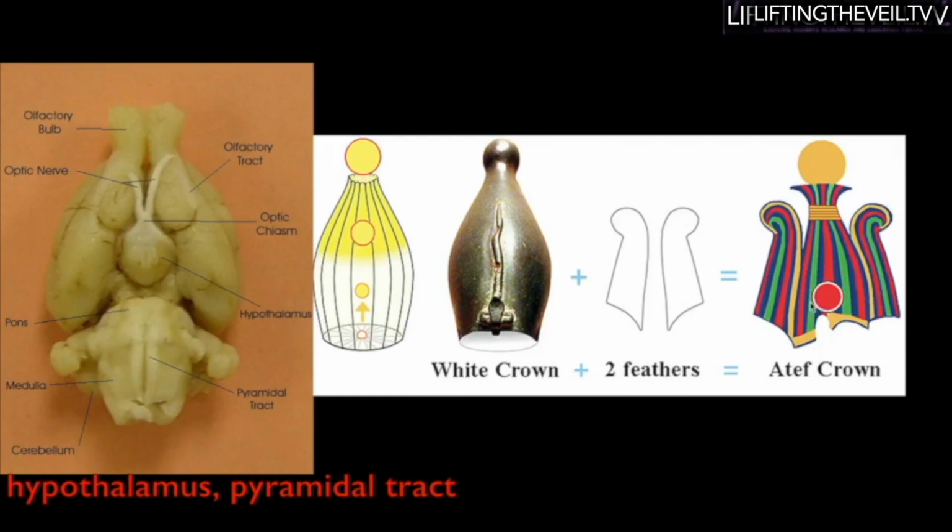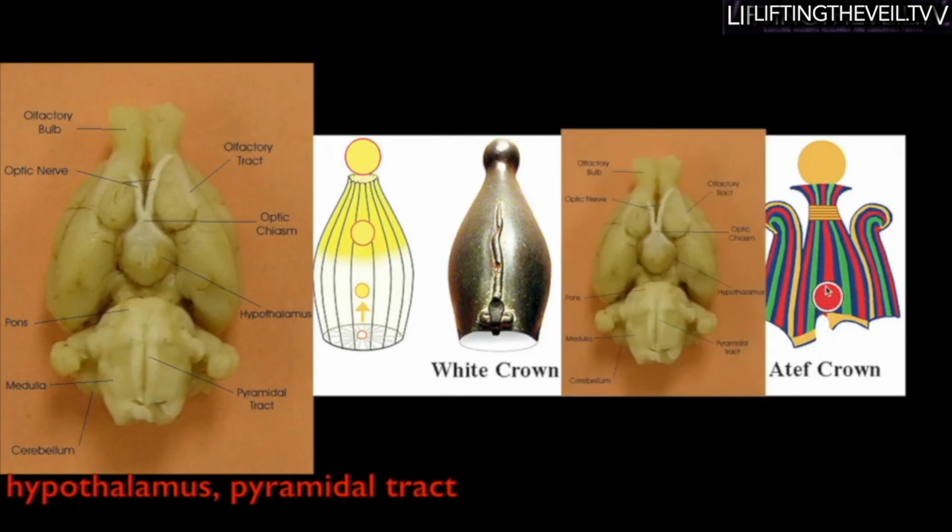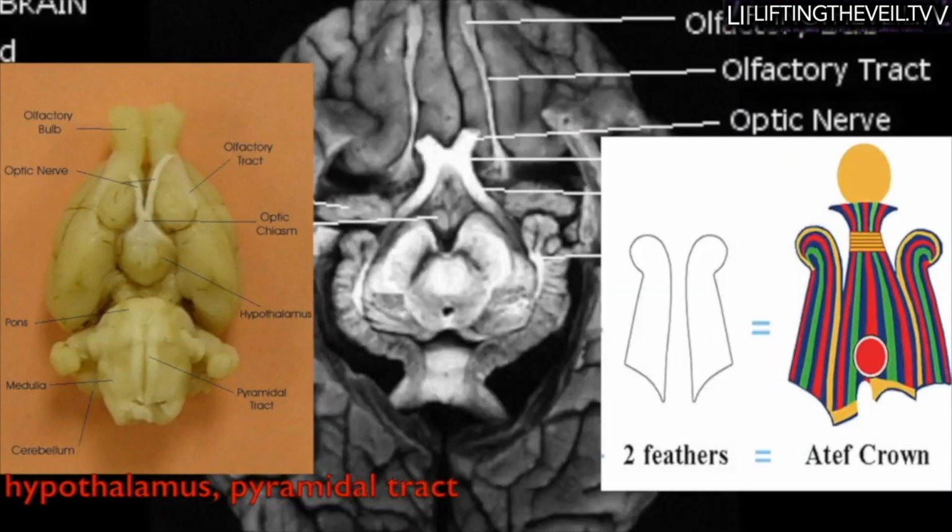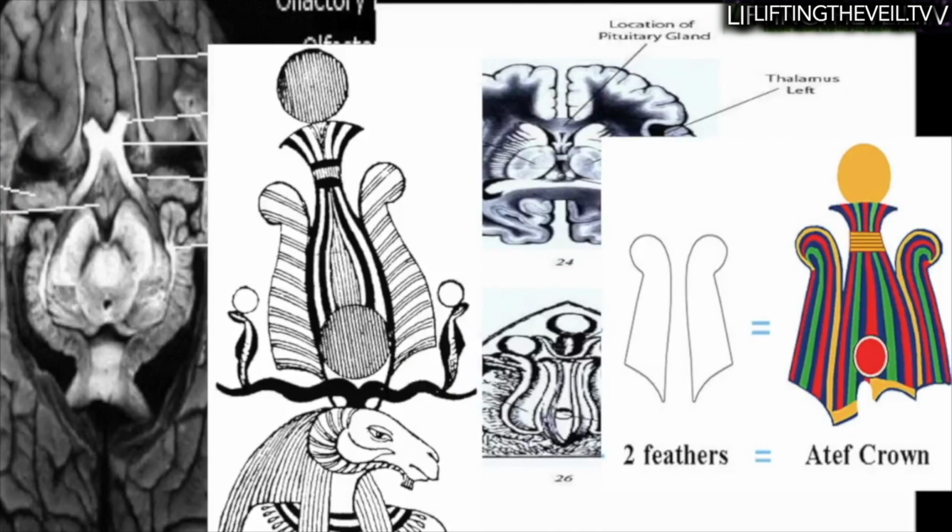And again, the key aspects of the Atef crown, as related here, was the sun disk located on the third eye, representing the pineal gland, the enlightenment of the third eye, a direct representation of the glands located within the human brain, and the correspondence between the Atef crown and the human brain, and particularly the essential organs of the human brain, which is the correspondence of the two glands.